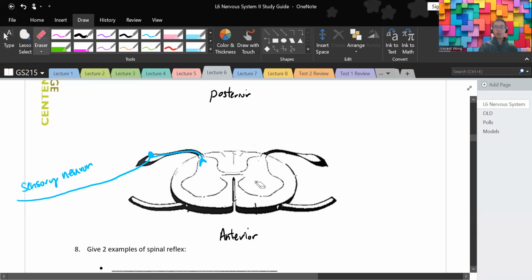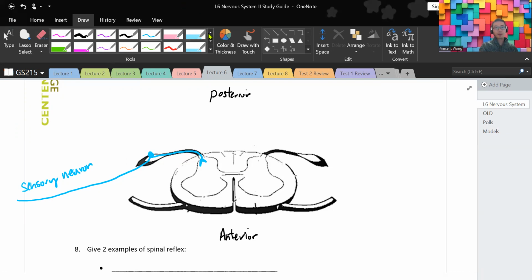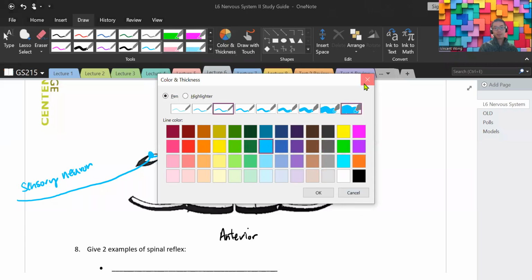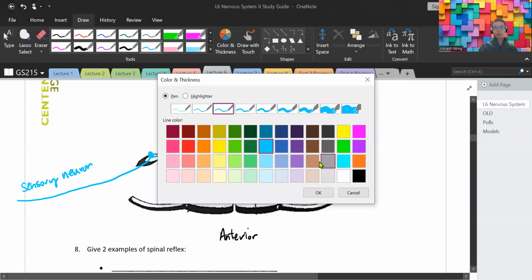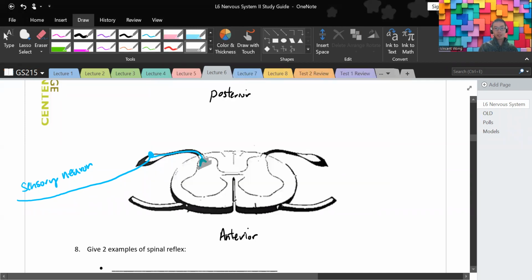So the butterfly, what matter is the butterfly? Is it white matter or gray matter? Do you remember? The butterfly. What is gray matter? That's right, the gray matter. All right, so I'm going to use this color here. It's going to be the gray matter located in the center. Okay, there we go.